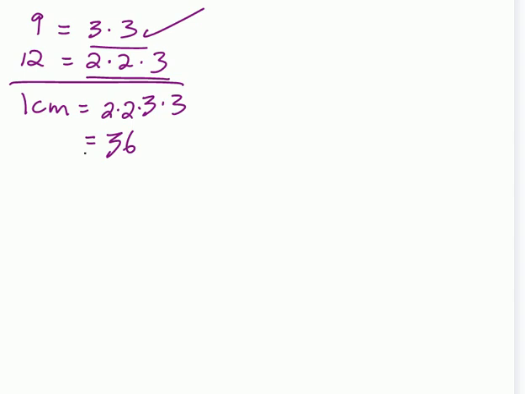And again, what that means is 36 is the least, in other words, the smallest, common multiple, meaning both 9 and 12 go into 36. So there we go.